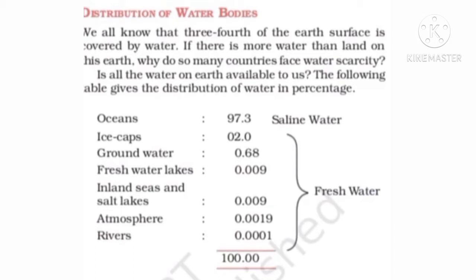This water is found as surface water in lakes, rivers, streams, etc., as groundwater, and as water vapor in the atmosphere. Groundwater constitutes 0.68% and water vapor constitutes 0.0019% of the total water.